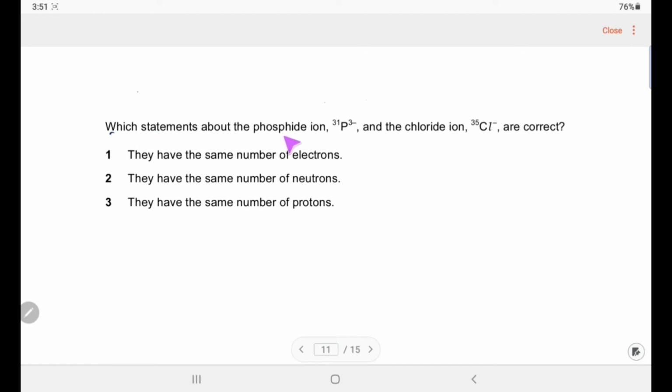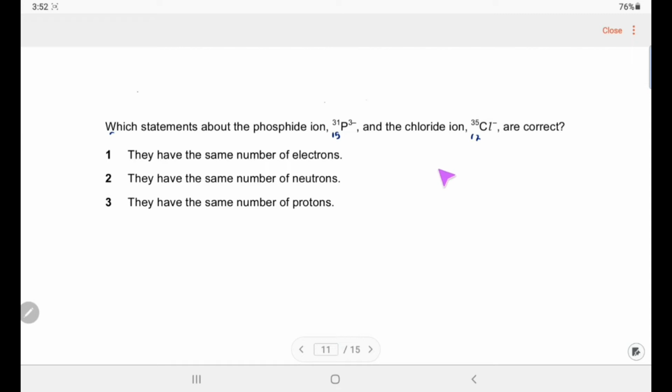Which statement about the phosphide ion and the chloride ion is correct? First, they have the same number of electrons; second, they have the same number of neutrons; third, they have the same number of protons. So let's see. First of all, you will be given the atomic number. Phosphorus has atomic number 15, and chlorine has atomic number 17.